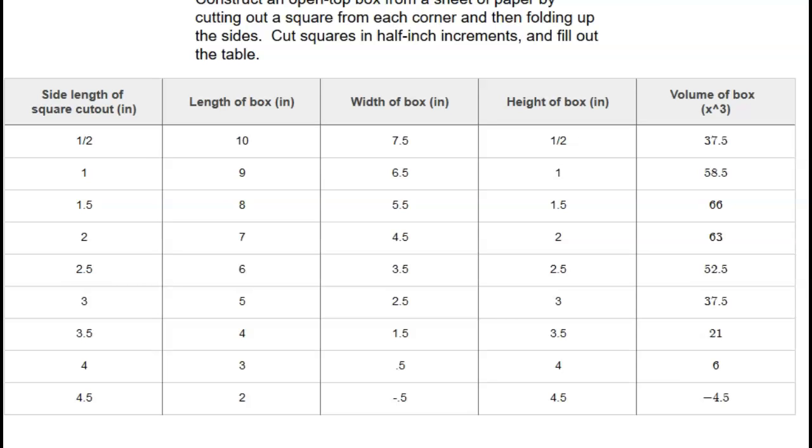Hey guys, I just wanted to give you a little bit more of a rundown on domain because it looks like that was an area of concern on the checkpoint that we did.